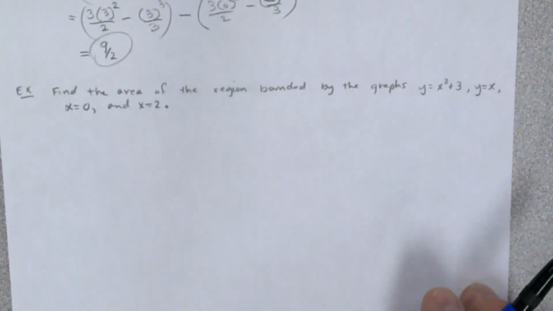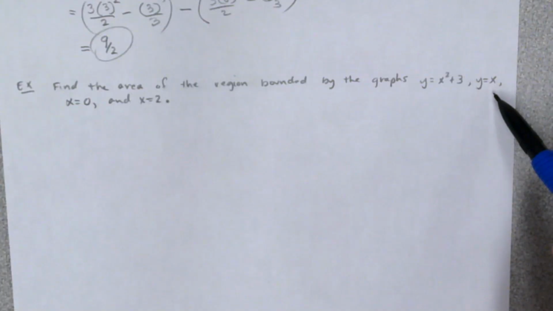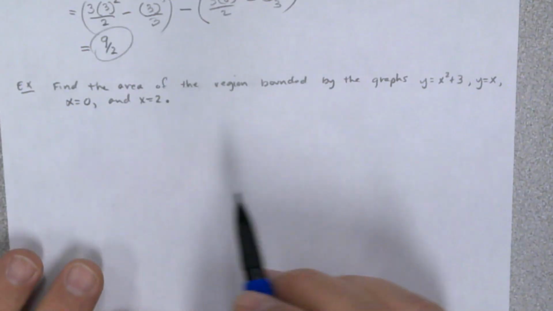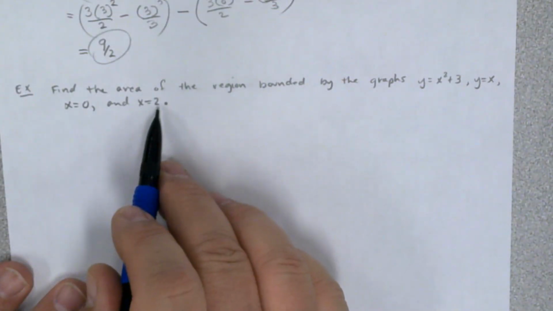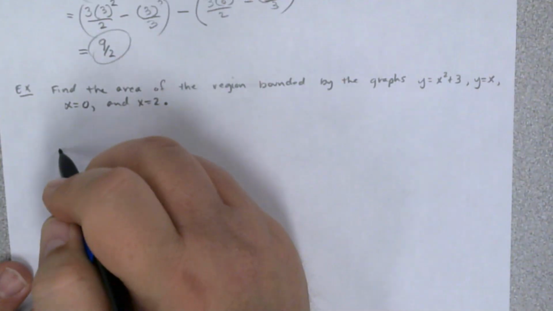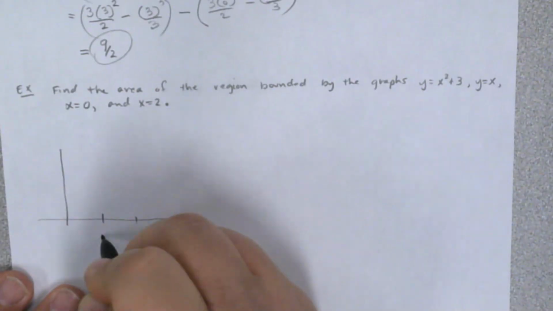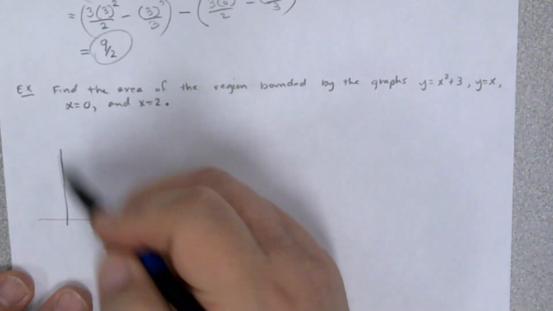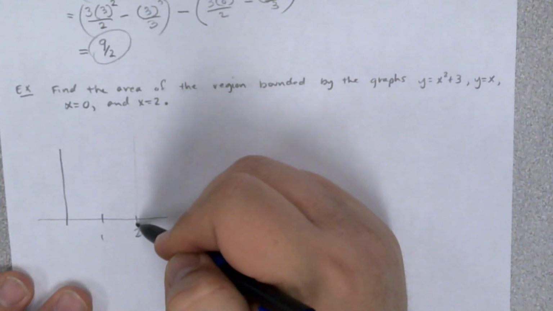Find the area of the region bounded by the graphs y equals x squared plus 3, y equals x, x equals 0, and x equals 2. So, again, the first thing you have to do is draw this region. Notice the x's go from 0 to 2, so that's really the only part I need to graph. Don't get carried away. I'm only going out here to 2. So I have a y-axis, x equals 0. I have a line here, x equals 2.